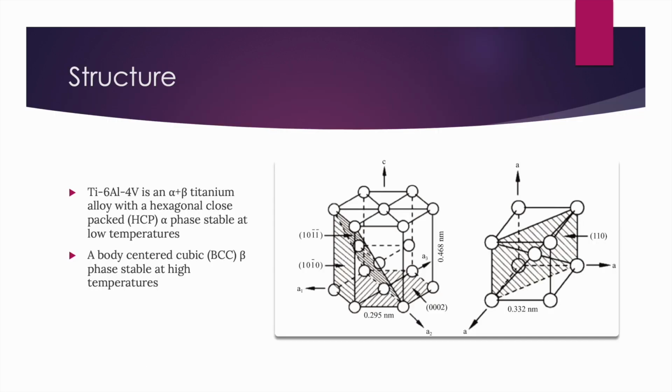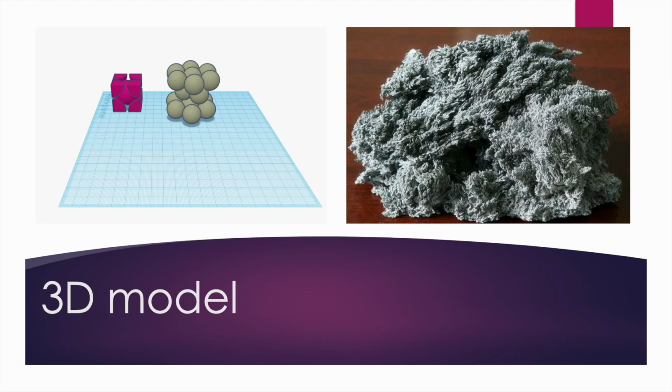Structure-wise, titanium is HCP in the alpha phase, when it's stable at low temperatures, but it is BCC in the beta phase, stable at high temperatures. So you get a little bit of the two different structures in there. These are my HCP and BCC 3D models that I designed using TinkerCAD. And this is the titanium sponge. It usually looks like this before they crush it up during the Kroll process.